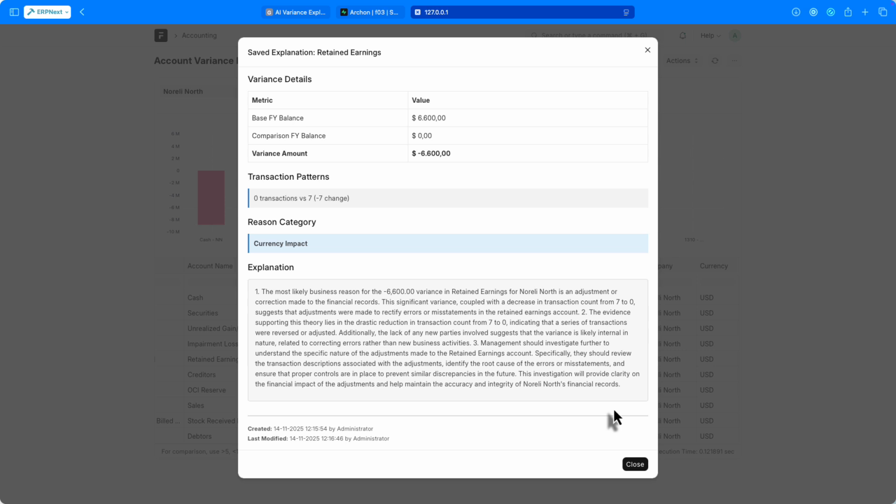-6,600.00 variance in retained earnings is an adjustment or correction made to the financial records. This significant variance, coupled with a decrease in transaction count from 7 to 0, suggests that adjustments were made to rectify errors or misstatements. The system knows which accounts you've already analyzed.